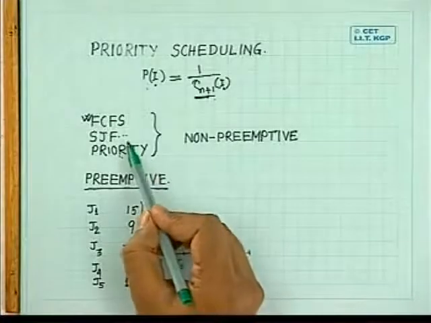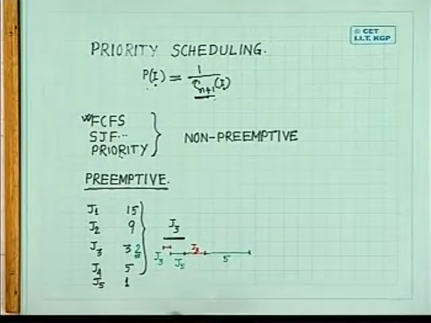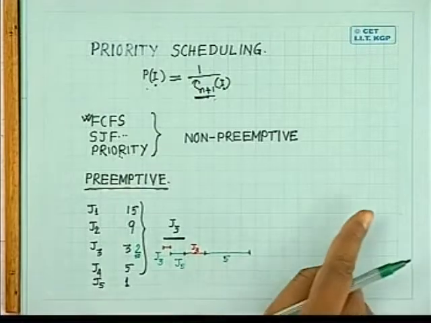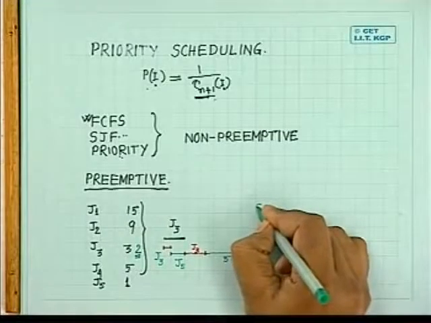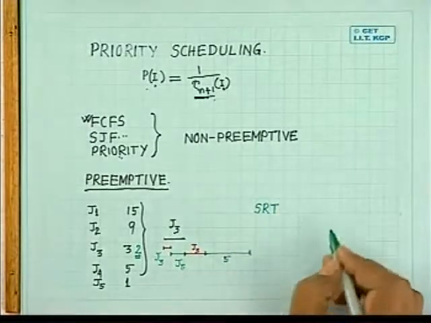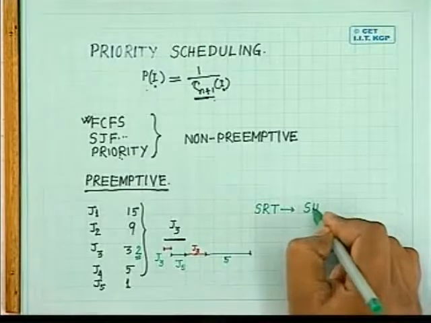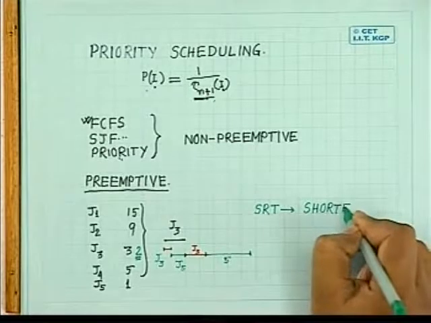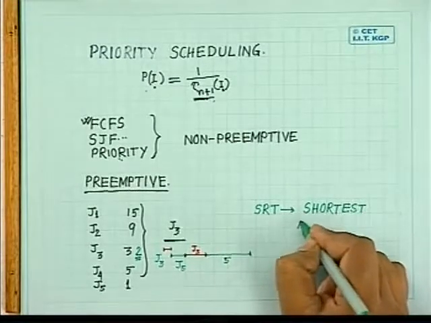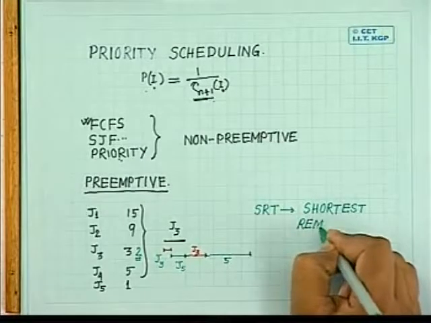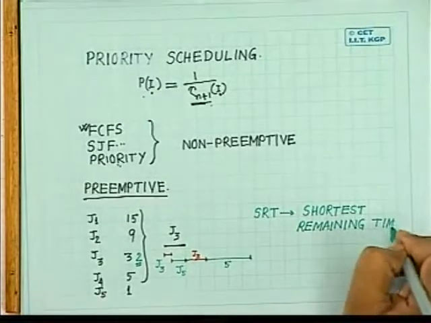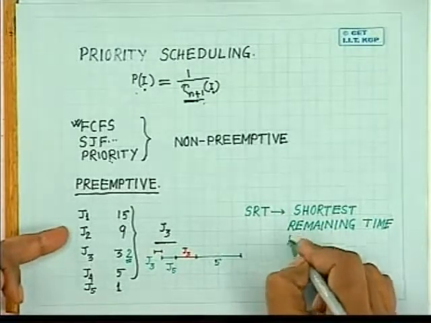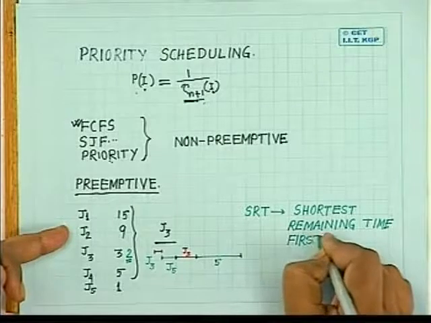So that is how we have modified this SJF technique, and now because we are allocating the job with shortest remaining time to the CPU for execution first, we will rename this SJF as the shortest remaining time first CPU scheduling algorithm, that is SRT CPU scheduling algorithm, or shortest remaining time first CPU scheduling algorithm.